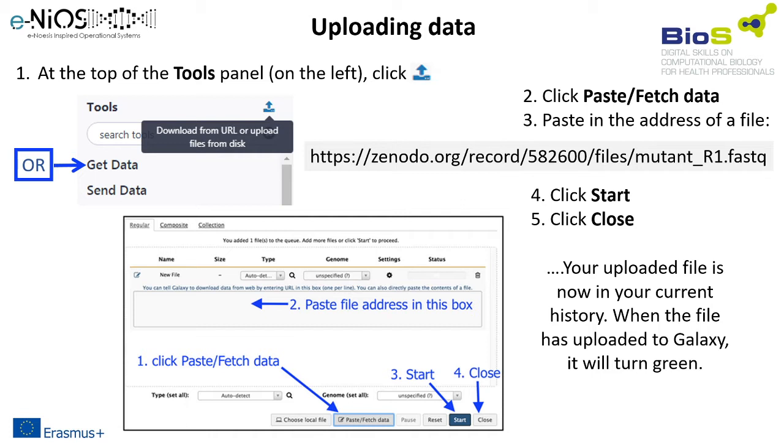After this, you will see your first history item in Galaxy's history panel on the right. It will go through the gray, which is the preparing and queued state, and yellow, which is the running state, to become green, which is the successful upload.